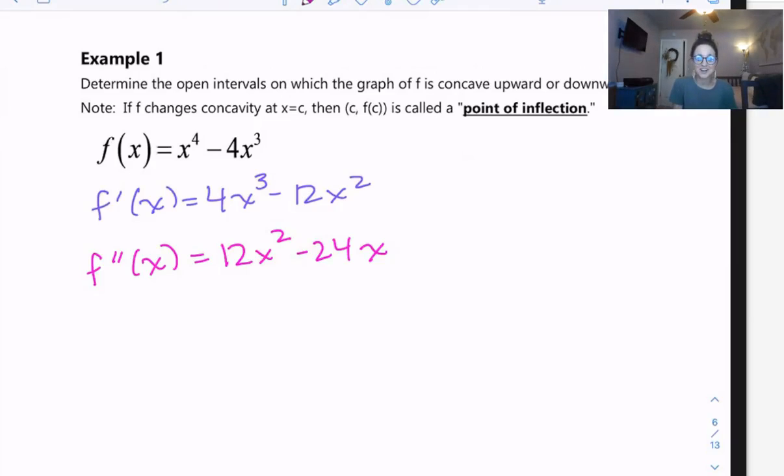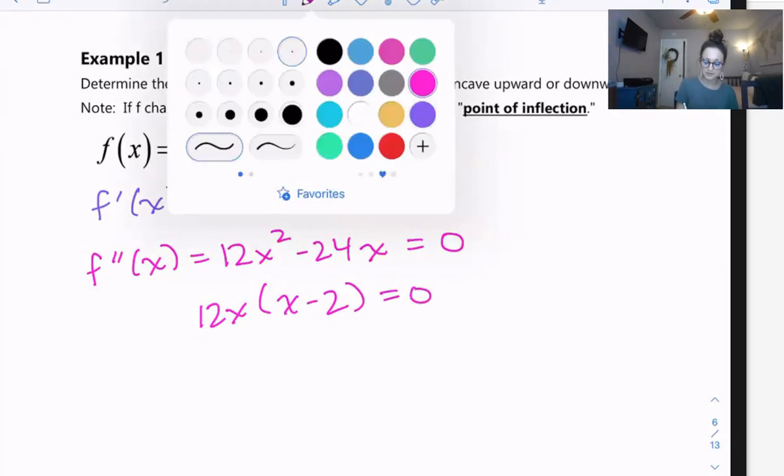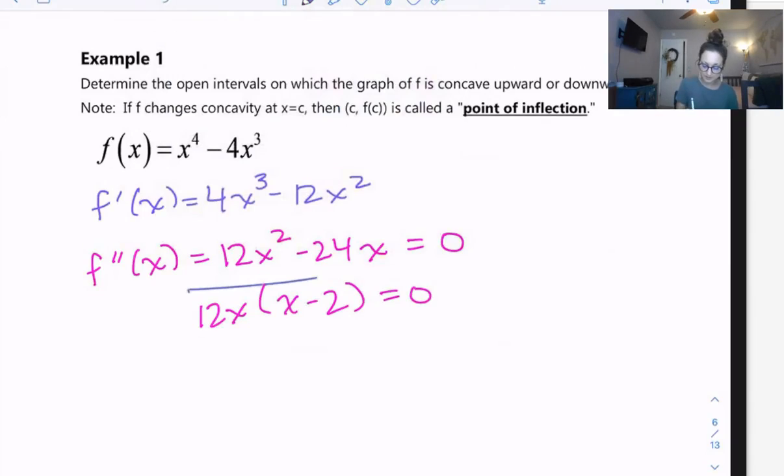Okay, so here's what I have for the second derivative. Nowhere is it going to be undefined. There's no fraction here, so let's go ahead and set this equal to 0. And let's factor out a 12x, which leaves me with x minus 2. Okay, so now I'm going to make a number line with the zeros of that.